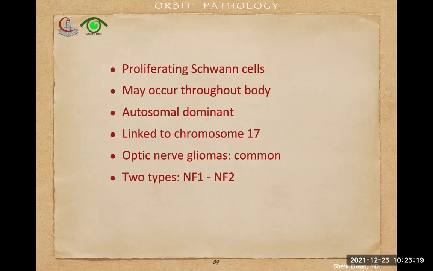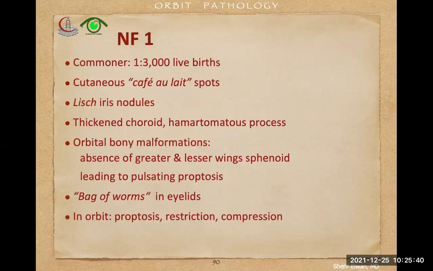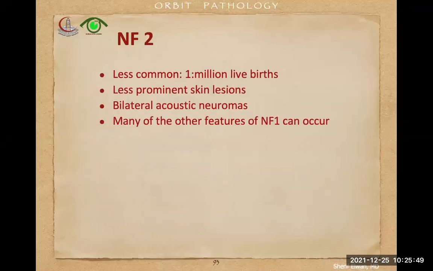It's autosomal dominant linked to chromosome number 17. Optic nerve gliomas are a common association, and it has two types, neurofibromatosis 1 and neurofibromatosis 2. So a neurofibroma is a proliferating Schwann cell that may occur through the body, autosomal dominant linked to number 17. Neurofibromatosis 1 is commoner, 1 in every 3,000 live births, while 2 is 1 in a million.